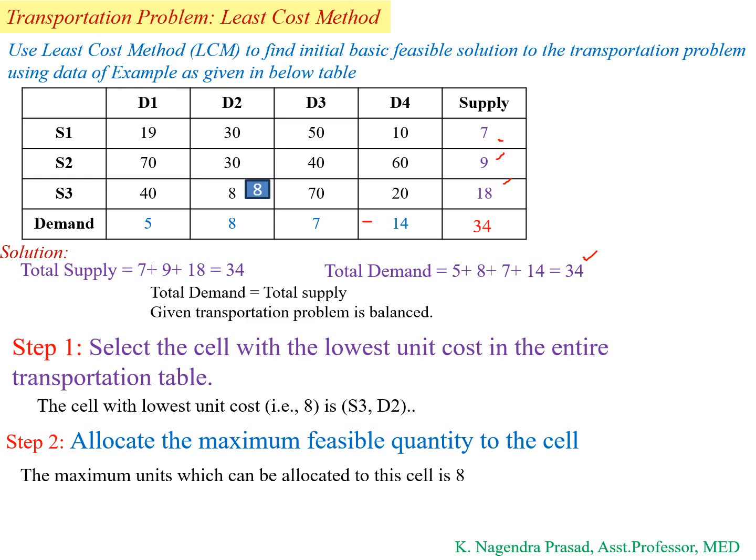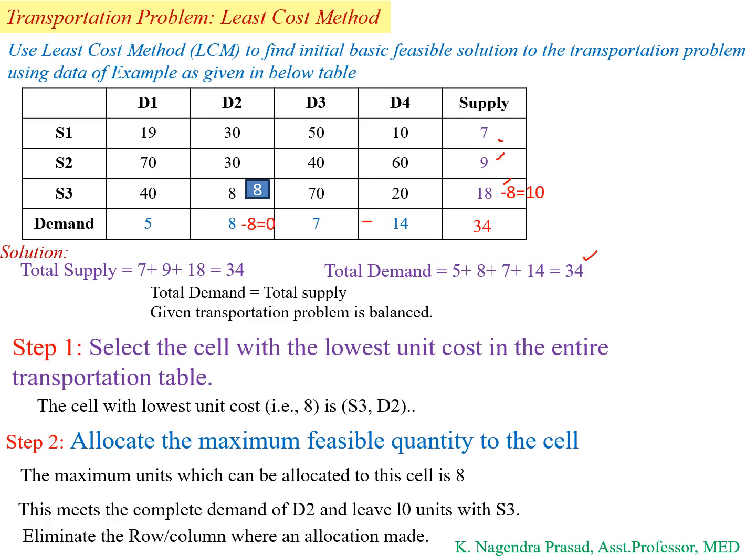Then after allocation of the units in the cell S3D2, we have to subtract the allocated value from the demand and the supply, that is 8 minus 8 equals 0, and 18 minus 8 equals 10. Next we have to eliminate the zero demand column, that is the D2 column.